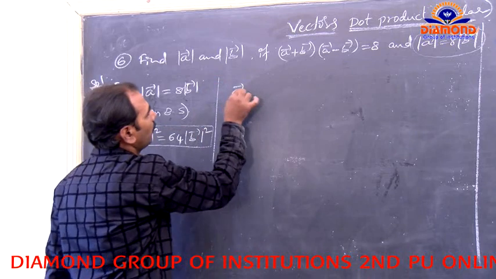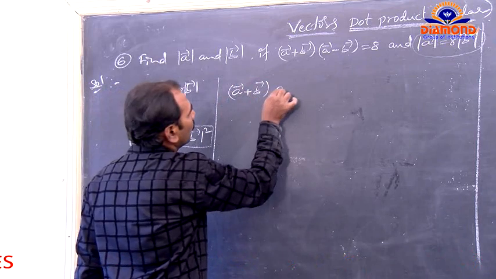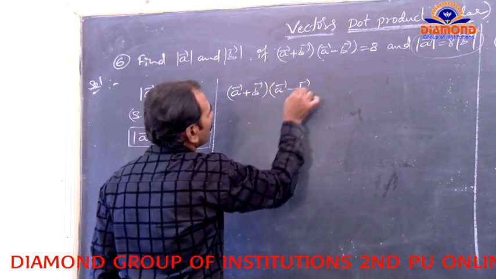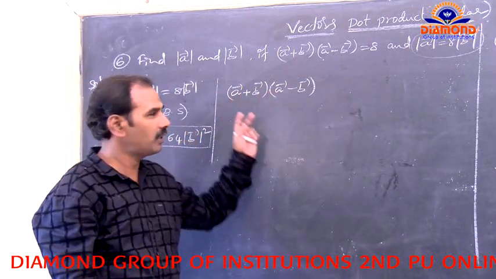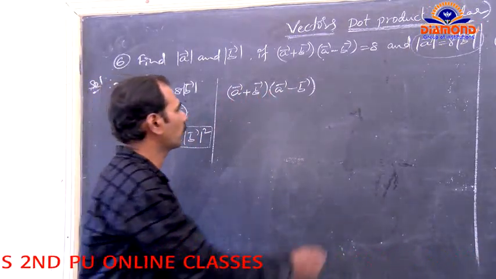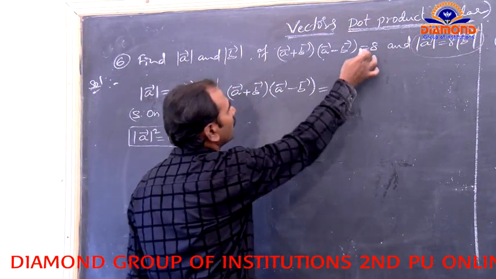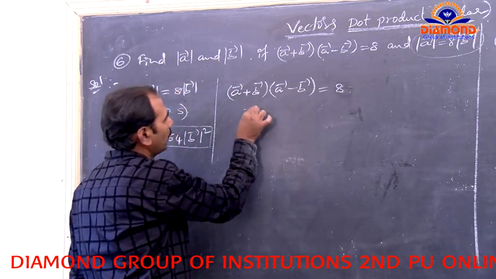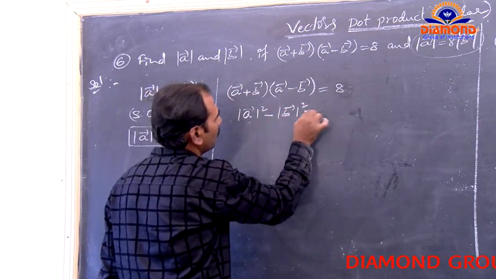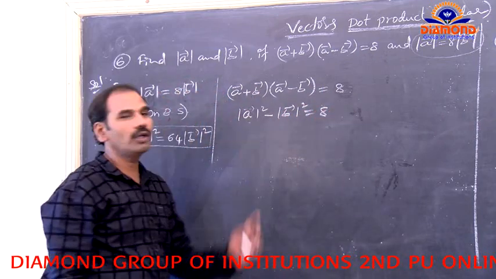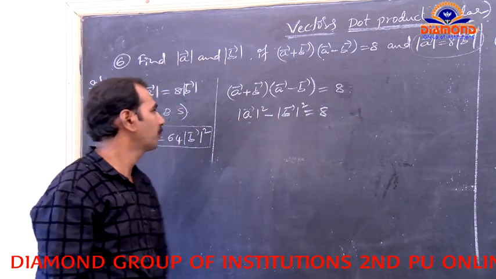Next, (A bar plus B bar) dot (A bar minus B bar). You know this formula: (A plus B) dot (A minus B) equals, given here, 8. So magnitude of A square minus magnitude of B square equals 8.